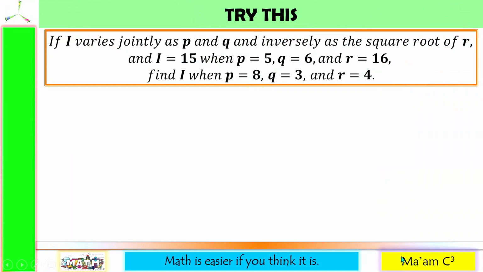Let us try this. If I varies jointly as P and Q and inversely as the square root of R, let us convert this one first into an equation.